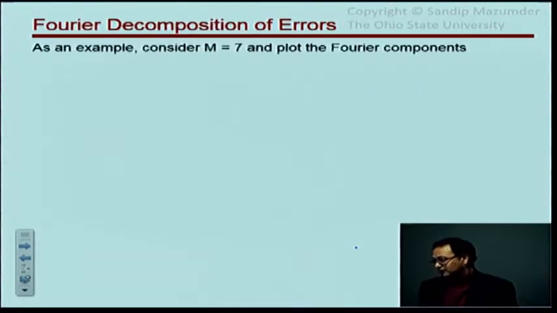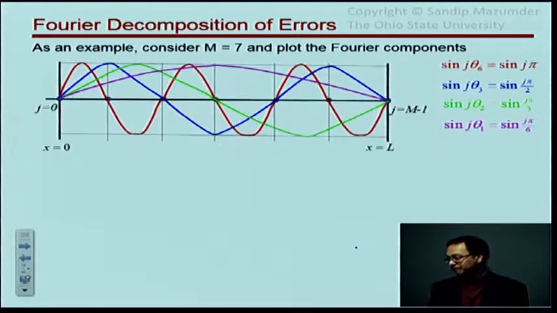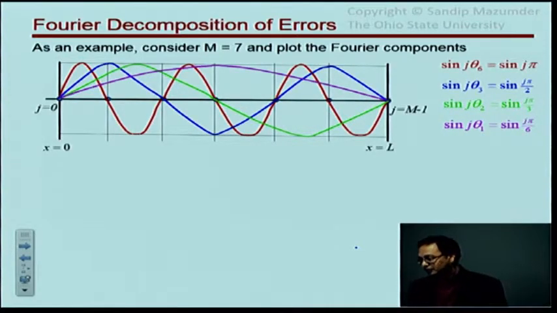So here is an example. This helps you understand the whole thing better. Suppose I have m equal to 7. So basically my number of grid points is 6. m equal to 7 means j going from 0 to m minus 1, or 7 actually: 0, 1, 2, 3, 4, 5, 6. So here is the nodal arrangement. You're going from 0 to 6. You can see those 7 nodes.